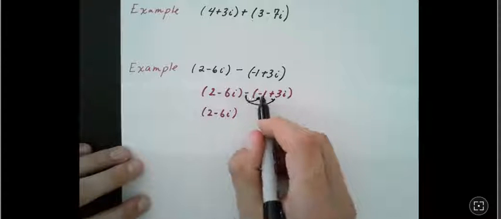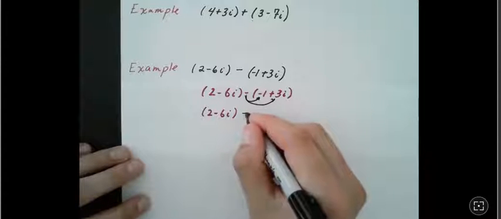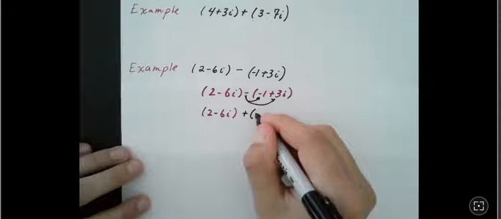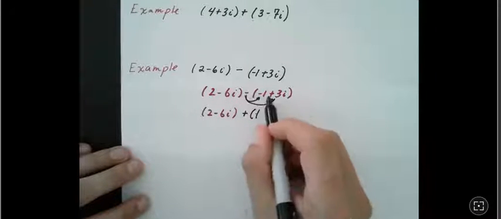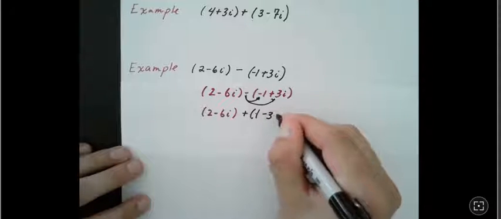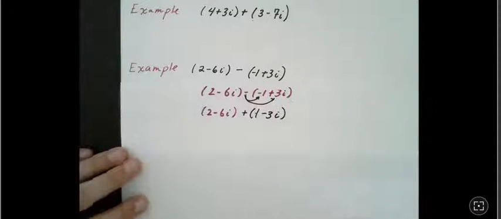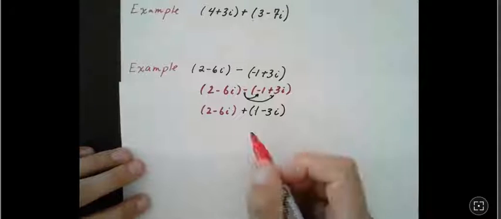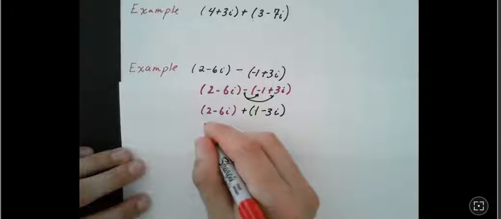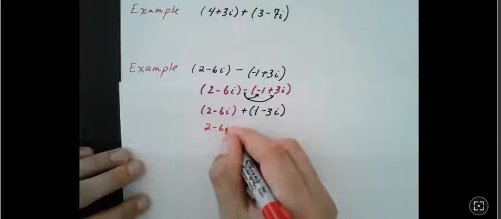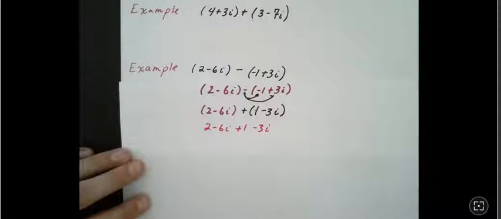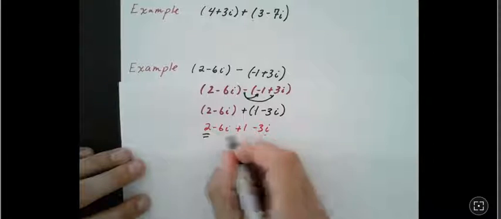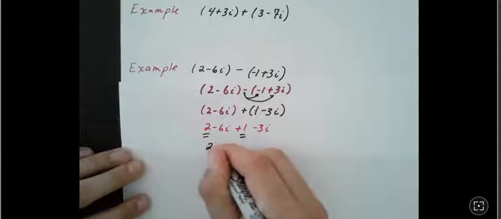So the opposite of subtracting 1 is adding 1. And then the opposite of adding 3i is subtracting 3i. So I rewrote that in black. Now that I've distributed the negative, I really can just rewrite this as 2 minus 6i plus 1 minus 3i. And then I handle it like I did the addition problems. I look for my real parts. So I have 2 plus 1.